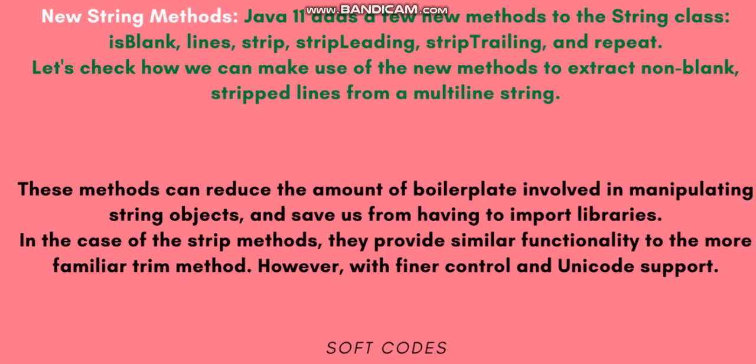Hello, in this video we will see new features added in JDK 11 for the String class. The String class added a few new methods: isBlank, lines, stripLeading, stripTrailing and repeat. We will check all these methods with examples, and these methods can reduce the amount of boilerplate involved in manipulating string objects and save us from having to import libraries.